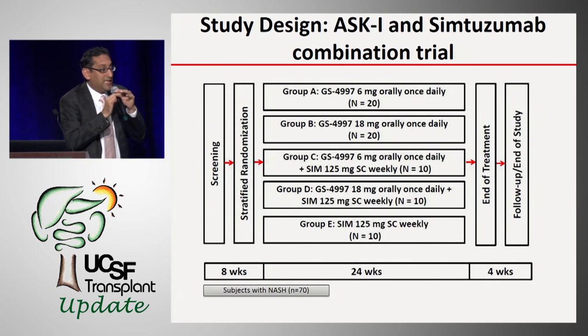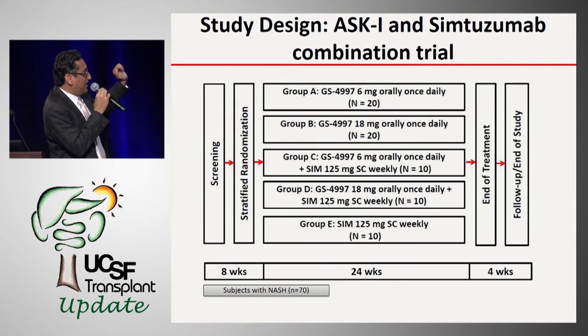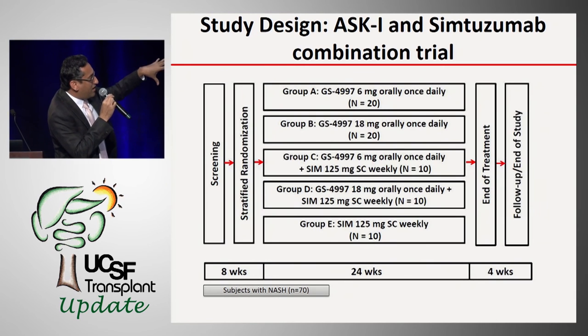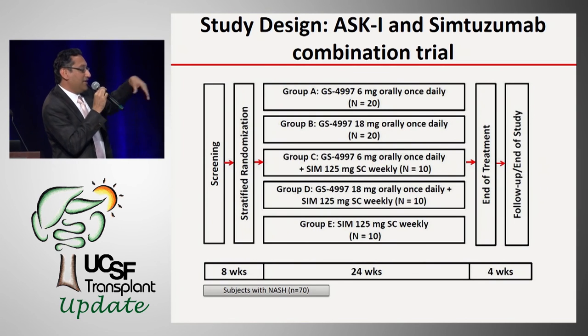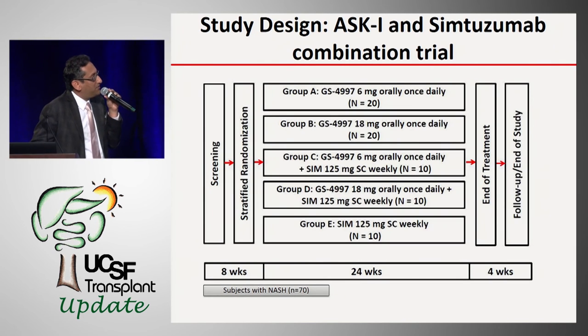Now, the future, we think, is the combination medication. So this is the trial we just finished with Gilead. They wanted 70 patients, but they have this ASK1 inhibitor, and they're using the anti-inflammatory with antifibrotic agent. So it's a newer concept. They have like 5 arms, but it's a proof of concept kind of a thing. They did release a press release last week about it, and it shows some promising results.